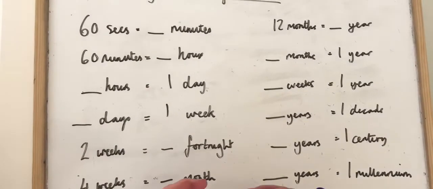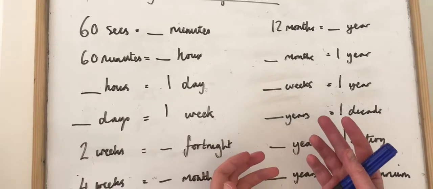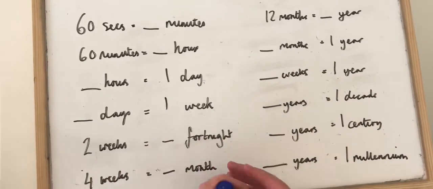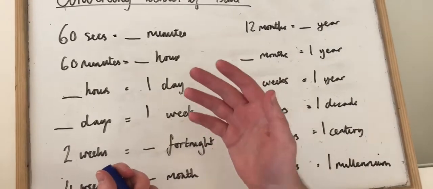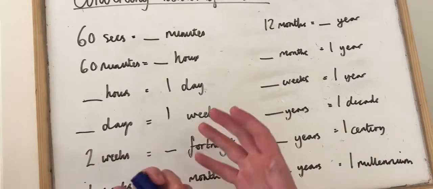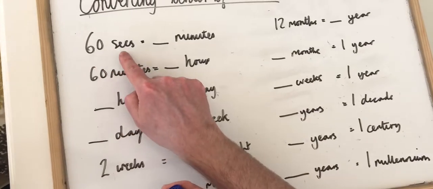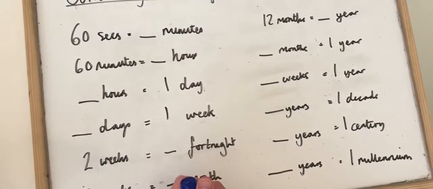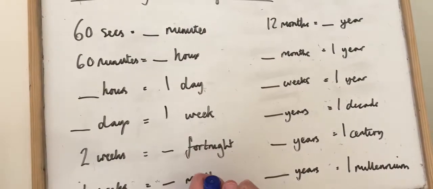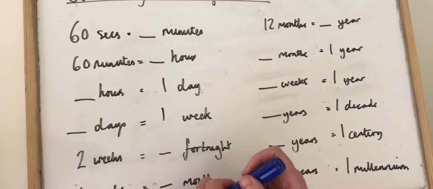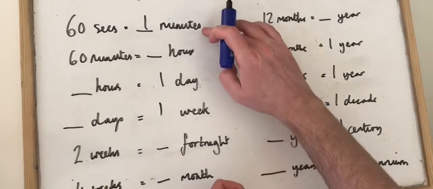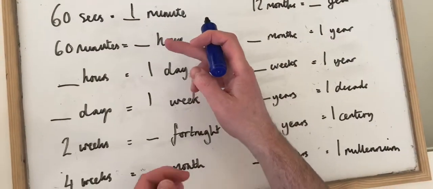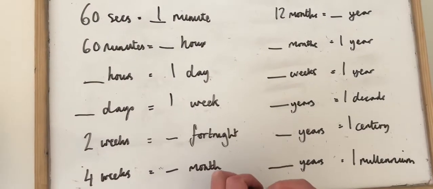Okay, so when we're converting units of time, what we're basically doing is converting between each one. So if we have a look up here at the top, what we're saying is 60 seconds is equivalent to how many minutes? It's 1, isn't it? So 60 seconds is equivalent to 1 minute. And 1 minute is the same as 60 seconds.